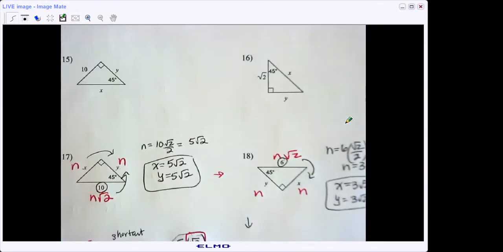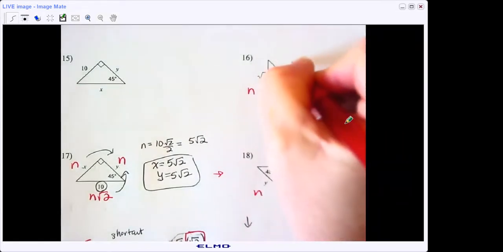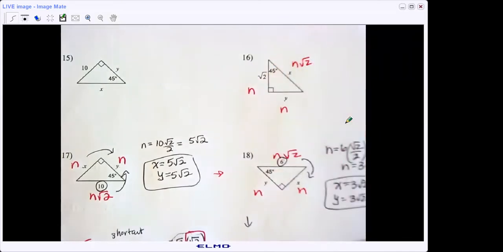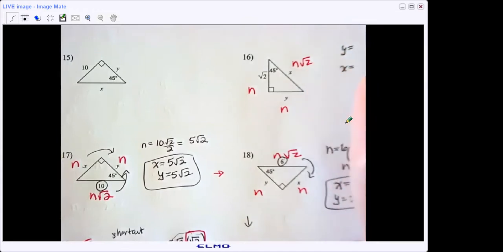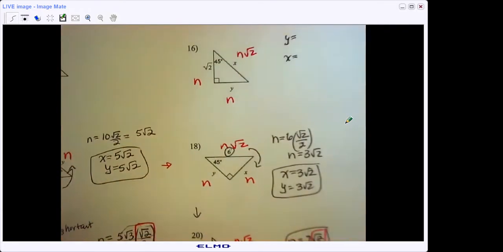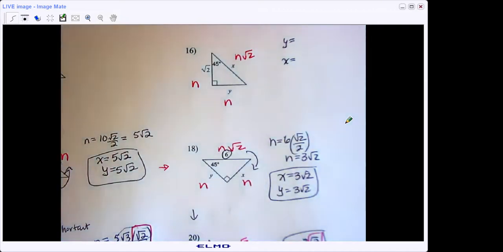Let's go back up to 16. So labeling, we have n, and in root 2. I'm going to give you a minute to work on these. Go ahead and try it. This is where I normally have you put it in the chat box, but it's not there. My fault.